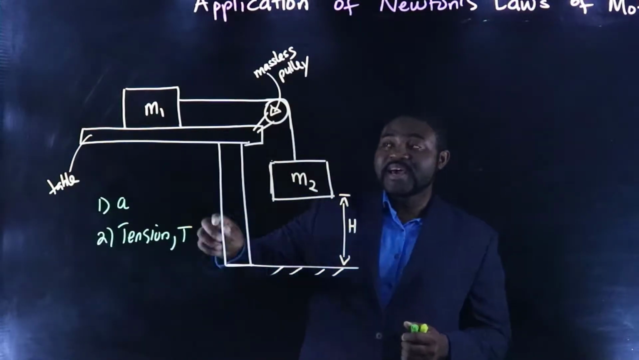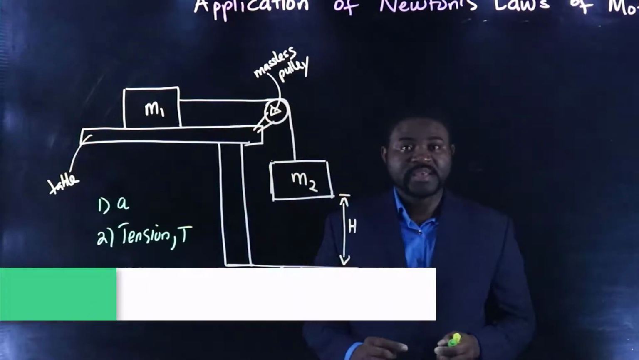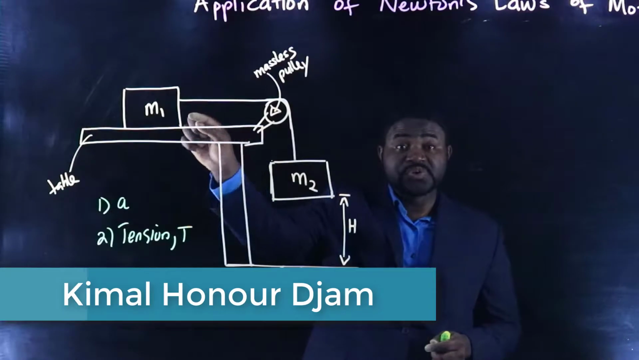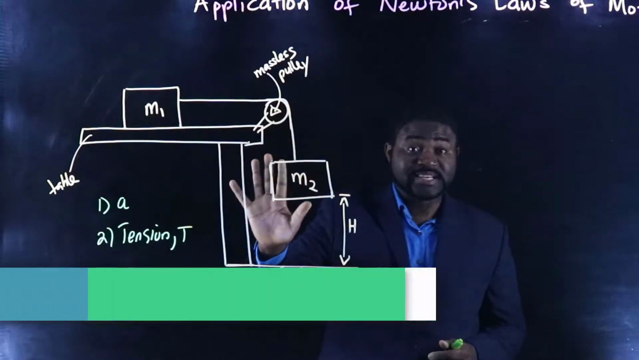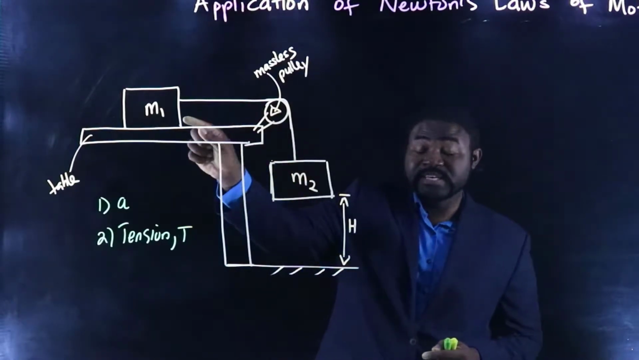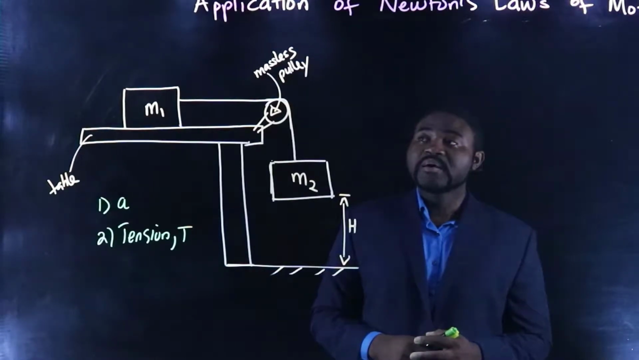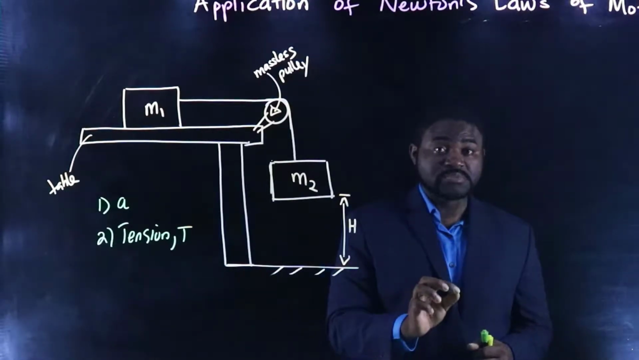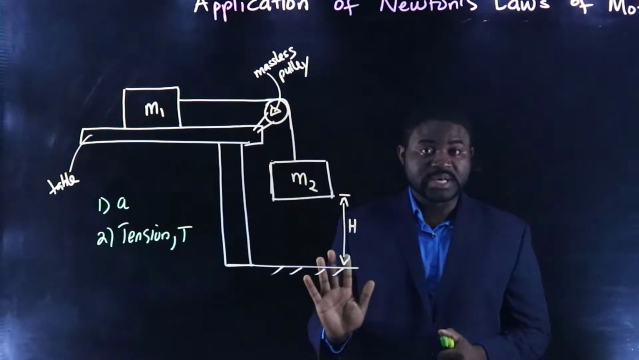1, M1 is connected to M2 by a taut string. The fact that the string is taut means that the tension in the string is the same. Now, let me repeat. The tension in the string is the same because we have made a fundamental assumption that the pulley itself is frictionless and massless.